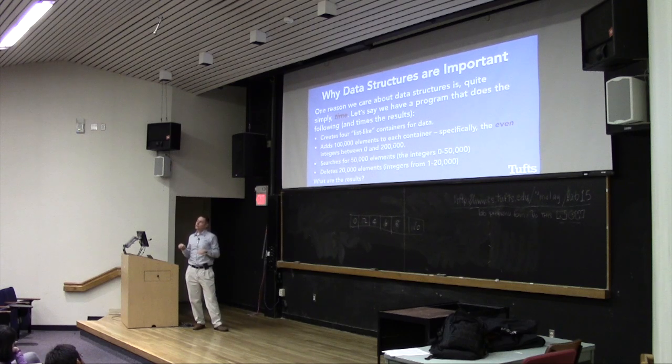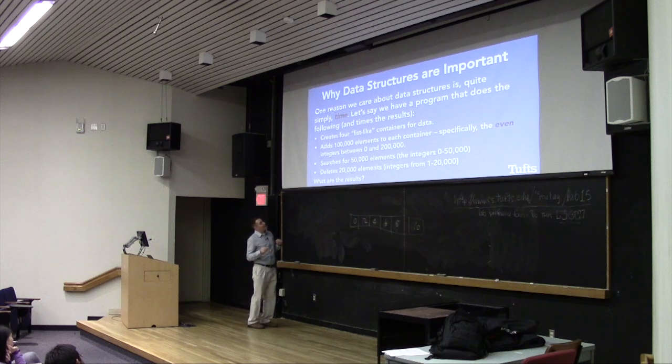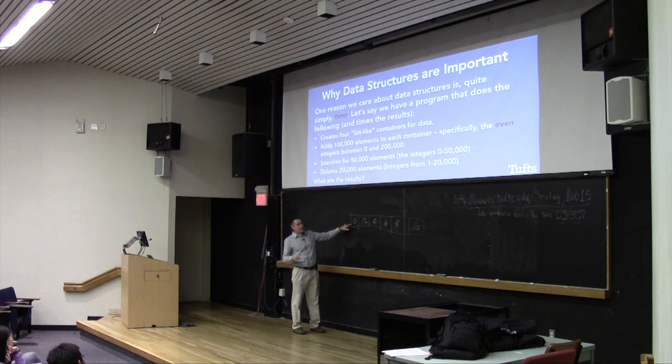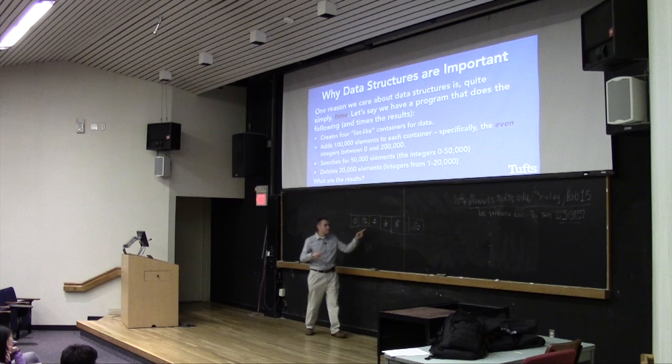Then we're going to search for 50,000 numbers. In fact, we're going to search for the integers from 0 to 49,999, and we're going to go through, but we're not going to search for just the even ones. We're going to search for all of those. So we're going to search for 0. And it's going to look at our little list and say, is 0 in there? Yes. Is 1 in there?